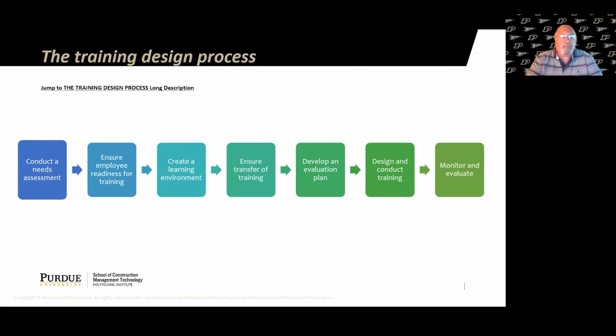You ensure the transfer of training, which we'll spend a whole evening on. We'll spend another evening on the evaluation. How do we know we were successful? That's one of the key components, making sure you're successful in the training itself. The design and conducting of training, we're going to spend a bunch of time on, because that's where the focus is for a training class. And then we're going to monitor and evaluate, which is normal.